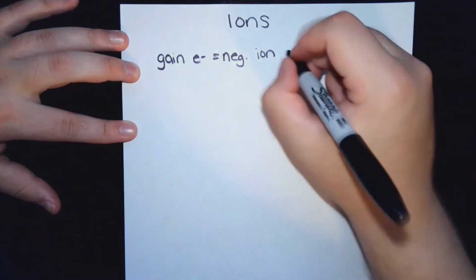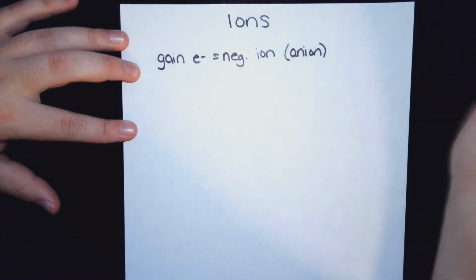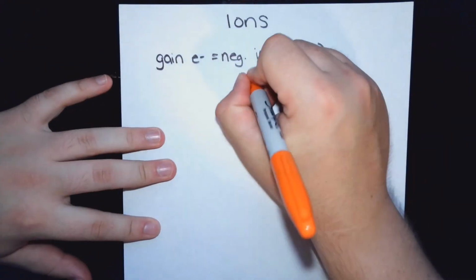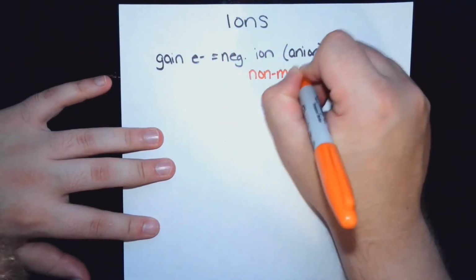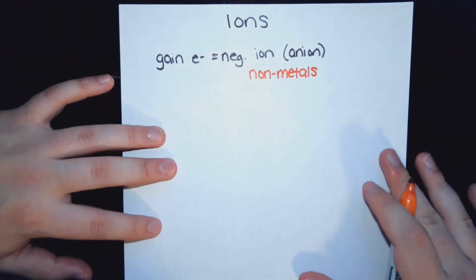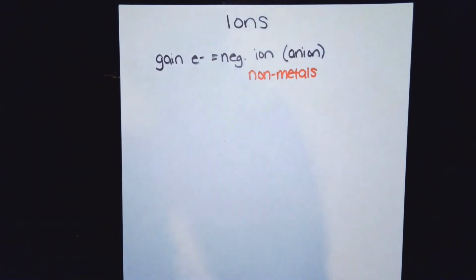And this is referred to as an anion. So an anion is just a negative ion. And the species that gain electrons and form anions are nonmetals. So nonmetals will always be gaining electrons. Technically not always, but the vast majority of the time. And always if they are interacting specifically with metals.